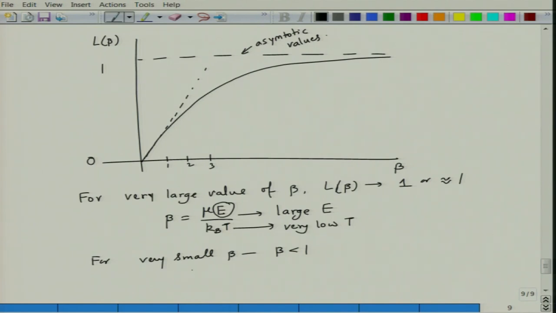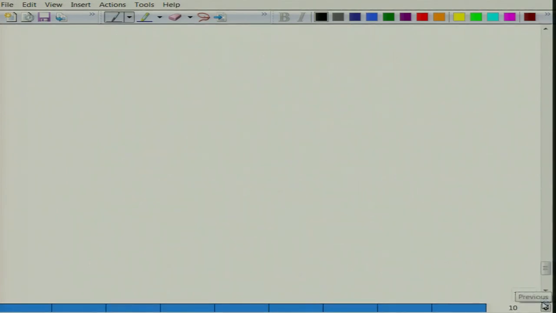So for beta less than 1, that is for high temperatures, we consider the slope. This line was drawn such that the slope will be about 1 over 3 for beta tending to 0. And hence, you are approximating L(beta) as beta over 3. In general, we will consider beta which is much smaller than 1, but of course greater than 0. So L(beta) is equal to beta over 3.